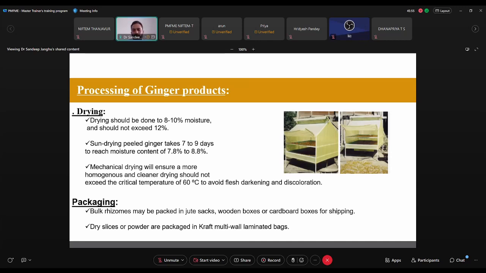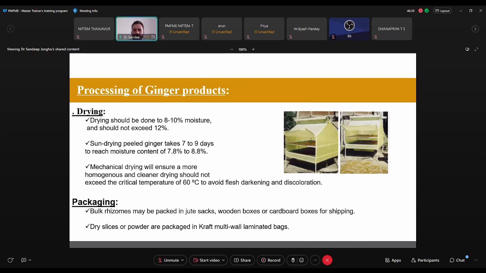And if we have to achieve a shelf life of more than 6 months, then the moisture content should not exceed 12%. Solar drying usually takes a week to bring down the moisture content to the desired level. The same thing can be done in 12 to 16 hours using tray dryers at a controlled temperature of less than 60 degrees. Going above this temperature may lead to discoloration or darkening of the rhizome or slices.